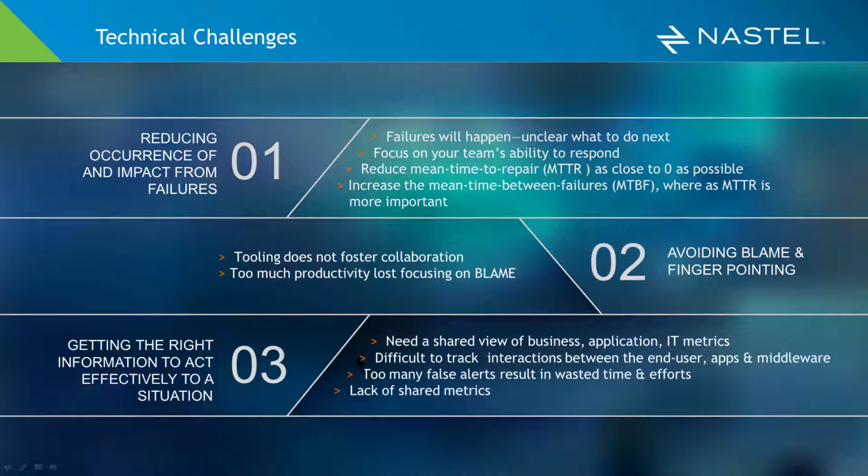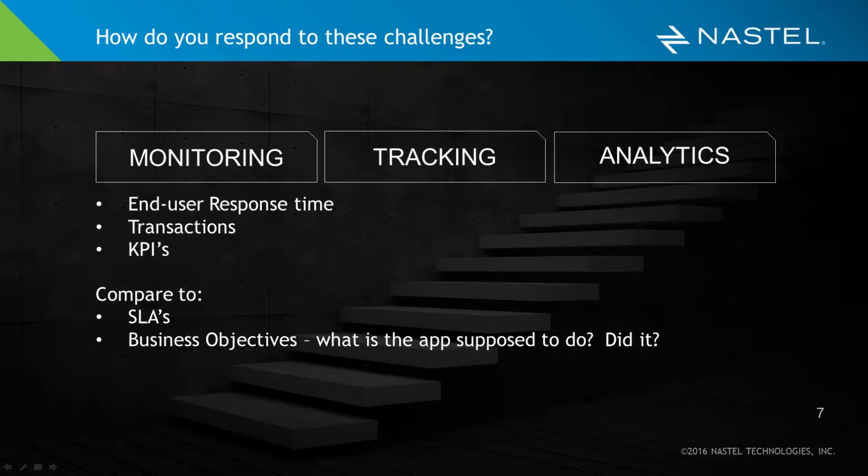And I believe that sits here. There's a lack of shared metrics. We have metrics about each different silo, each different IT component that we're measuring, but we don't have the picture that explains how they work together and is the application behaving correctly. And instead, we end up with a lot of false alerts. So how do you respond to this? There are three things: monitoring, tracking, and analytics.